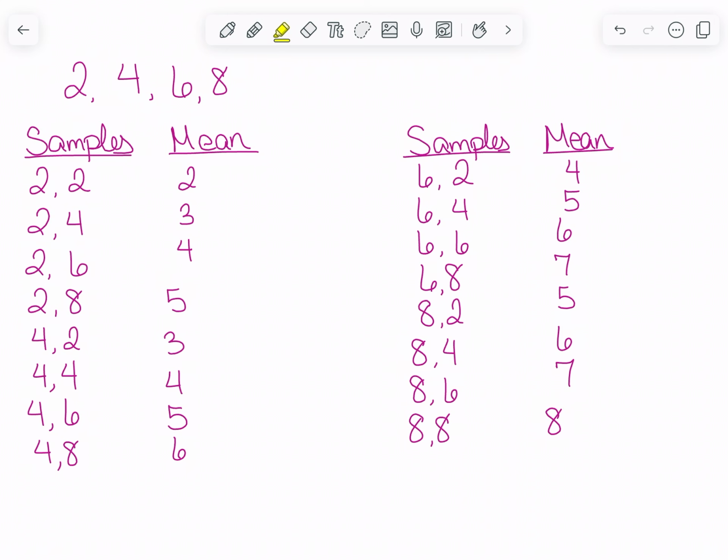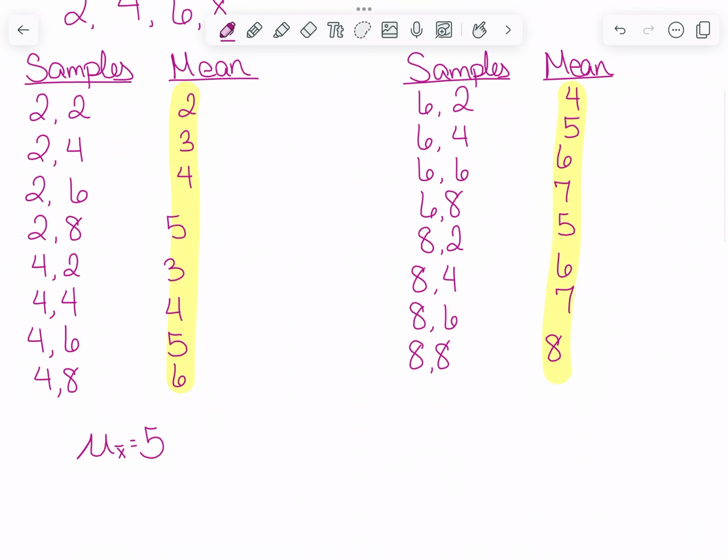Now, I want to calculate the average of these means. So I have kind of 2 groups, and I want to find the average of those. If I were to add up all of these numbers, 2 plus 3 plus 4 plus 5 plus 3 plus 4 plus 5 plus 6 plus 4 plus 5 plus 6 plus 7 plus 5 plus 6 plus 7 plus 8, and divide by 16, I get 5. And I denoted that by mu of x bar, since it is the mean of the sample means. And this was the exact same mean that I got for my original data set.